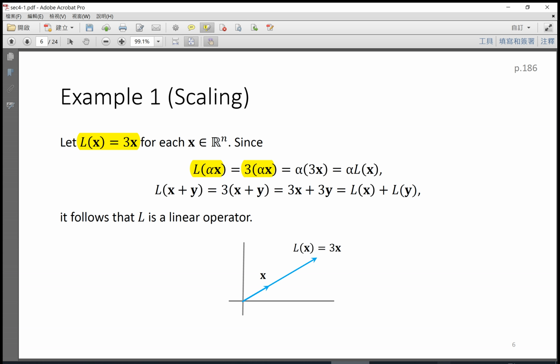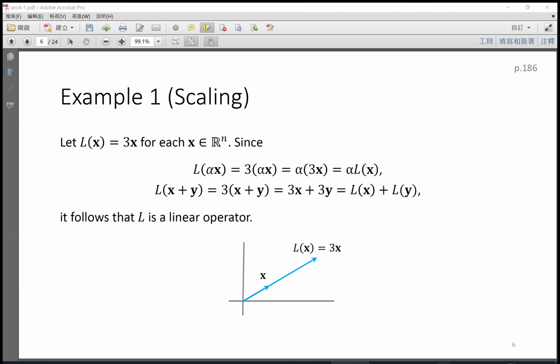Since 3 and α are scalars, we can exchange their order and have α times 3x, which again, by definition of L, is equal to α times L(x). Since L(αx) equals αL(x) for all x in Rn and all scalars α, therefore L satisfies the homogeneity property.